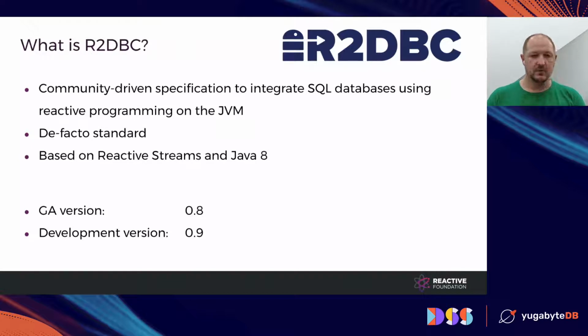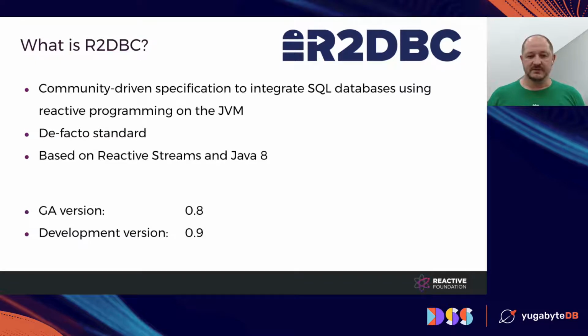Now, what is R2DBC? R2DBC is a community-driven specification that brings reactive programming and SQL databases together on the JVM. It is up to now the de facto standard if you want to program reactively on the JVM with things like Java or Kotlin using coroutines, and if you want to integrate with SQL databases. Before that, there was no real standard, and folks had to use vendor-specific technologies to connect the application to the database.